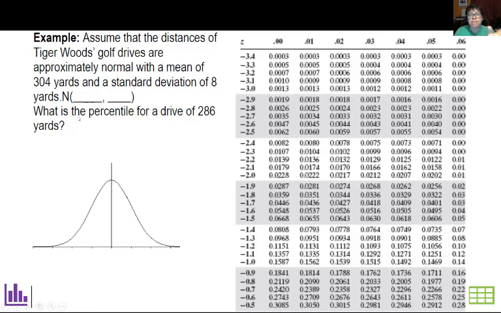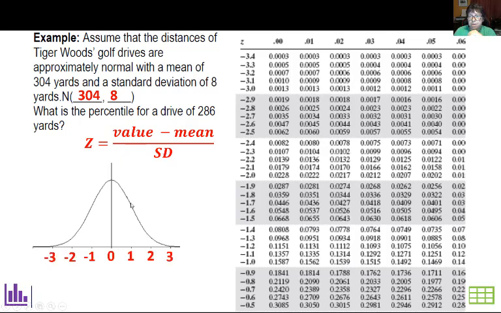All right, so again, we're going to go ahead and look at Tiger Woods drives, and we assume there's a mean of 304 and a standard deviation of 8, and that it's approximately normal, so we can use a normal model. What is the percentile for a drive at 286 yards? Well, first we're going to find the z-score, which is a standardized score, so I can use this table. And if I go value minus the mean and figure out the standard deviations, 286 minus 304 divided by 8 is negative 2.25. So it's somewhere roughly around here, and this shaded area to the left.